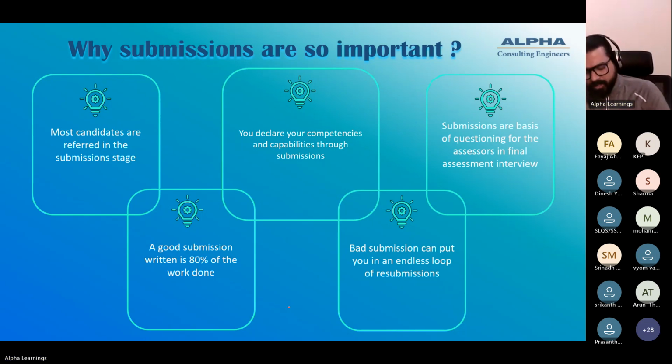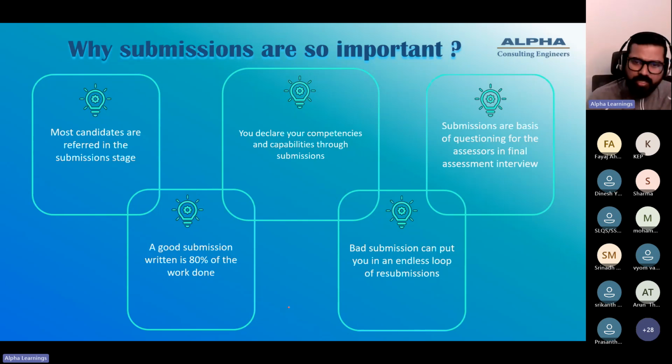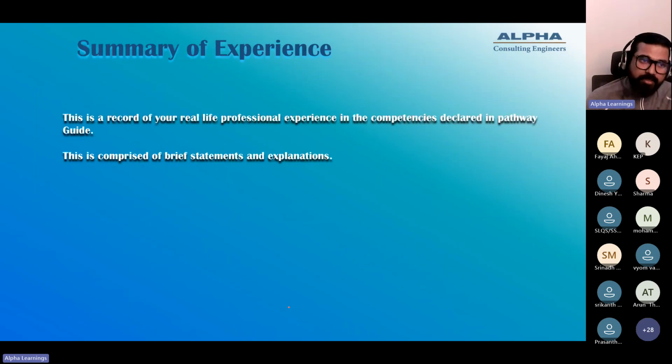Now, bad submissions are very detrimental for you in this process, because once you make a bad submission, if you are a preliminary candidate, you'll be referred, and then you have to go for the next submission. So sometimes candidates end up in that loop of submitting again and again. So be very cautious when you are writing submissions. Get the help of your counselor. Get some expert advice before you submit your documents.